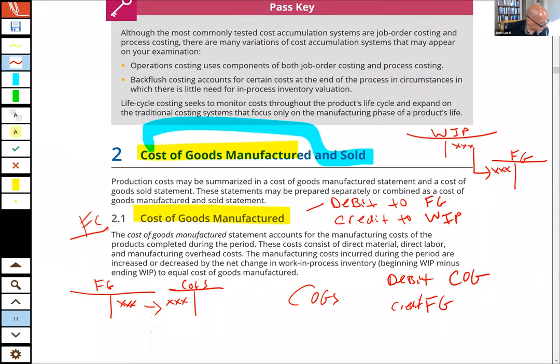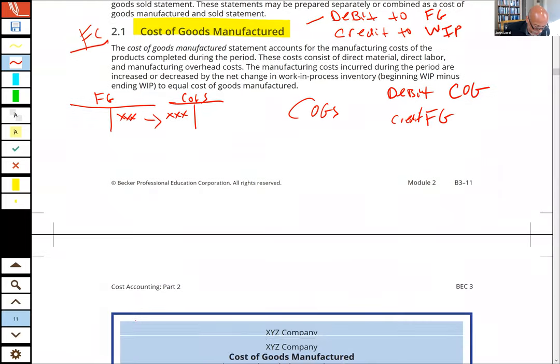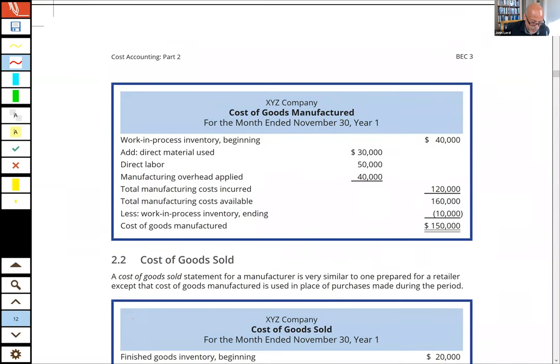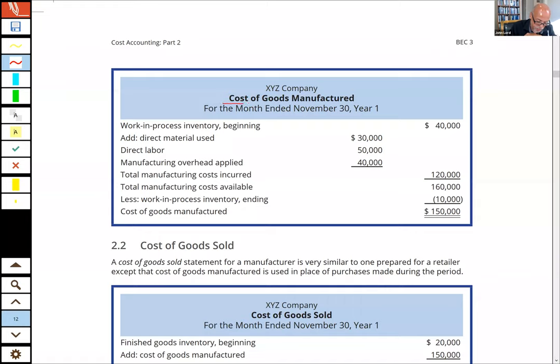Now you come over and let's just take a look here. And we have our cost of goods manufactured. So we know by definition, that's going to be the stuff that is going to come out of work in process, right? Now we have beginning work in process. We add direct materials, we add direct labor, we add manufacturing overhead applied for the period. What do we call that? What do we call these?